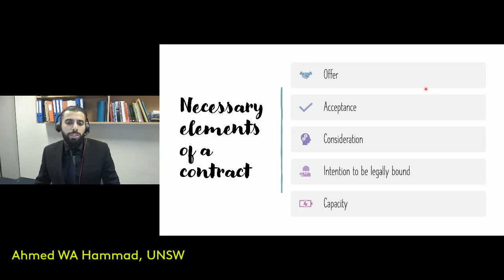Then we have the second element, which is acceptance. How do you accept the offer? Under what circumstances do you accept? And how do you communicate that acceptance? These are all aspects that the court would consider.